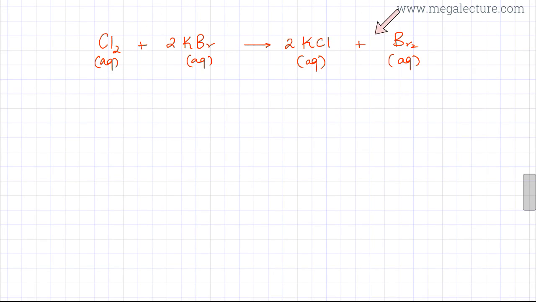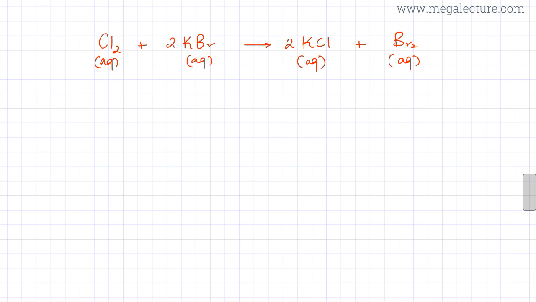Now, this is the equation where, as you probably know, a more reactive group 7 element displaces a less reactive group 7 element from its compound. So chlorine displaces bromine, ends up forming KCl, and bromine is formed. Now, all of them are in aqueous state, and we have to write the ionic equation.